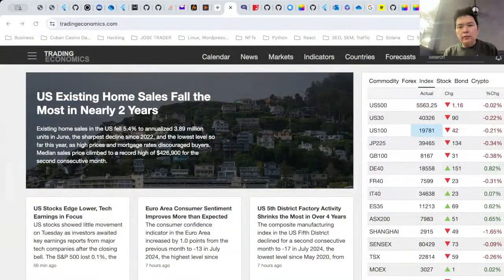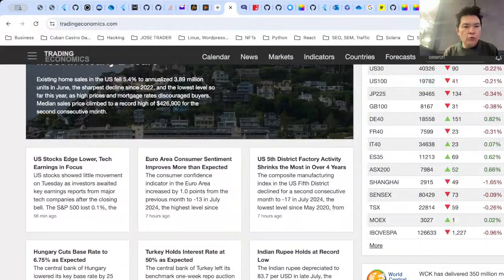Okay, so here I'm on Trading Economics, and it says U.S. existing home sales fall the most in nearly 2 years. This is something that you can pay attention to. U.S. stocks edge lower, tech earnings in focus. This is about the intraday, so you don't really have to pay much attention to it. Euro area consumer sentiment improves more than expected. U.S. Fifth District factory activity shrinks the most in over 4 years.